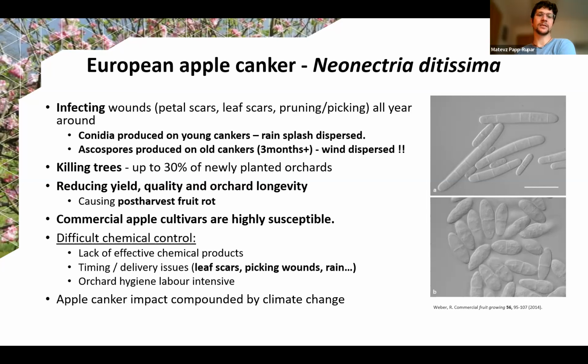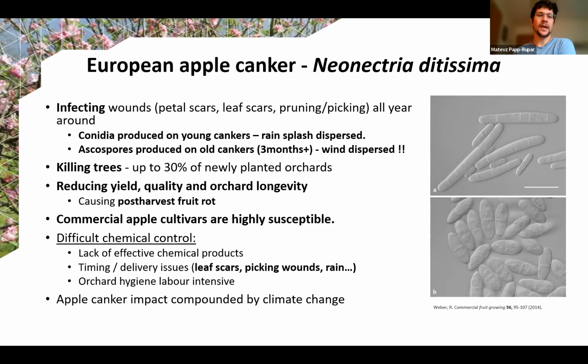And that is mainly because most of the cultivars that we're growing, such as your Galas and Braeburns and the rest, are extremely susceptible. To the point where you get canker very early on, you get reduction of yield, you get dead trees, and then reduction of quality of the fruit when the orchard matures.